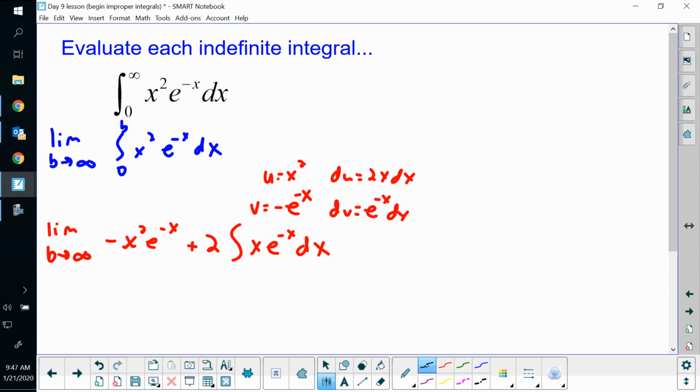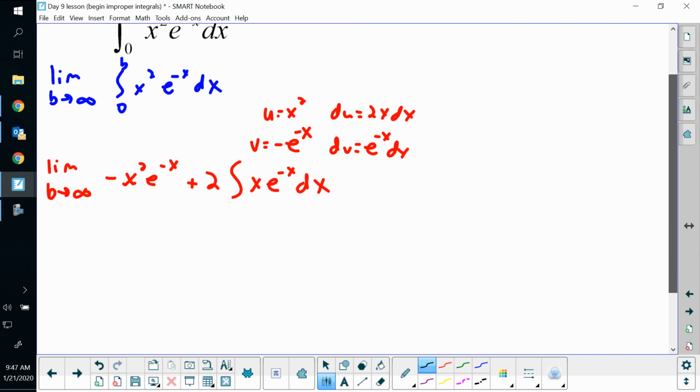Well, this is again a mismatched product, so let's do integration by parts again. We can let u equal x. dv would be e to the negative x dx. So du is just 1 dx. And v again would be minus e to the negative x.